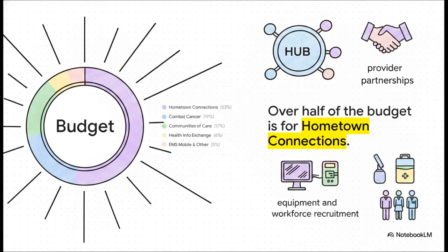When we break down the proportional distribution of that billion-dollar budget, you immediately see a massive financial reliance on the Hometown Connections initiative. It commands over 52% of the total funding. This tells us that Iowa's primary operational focus is unequivocally the establishment of those hub-and-spoke networks. They are pouring the majority of their resources into formalizing provider partnerships, buying the required equipment, and funding the workforce recruitment needed to actually make those connections viable.